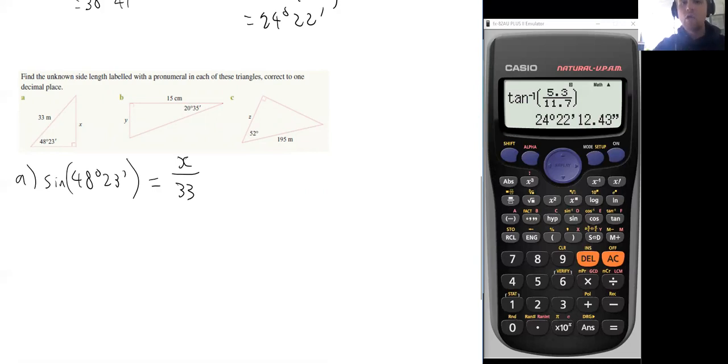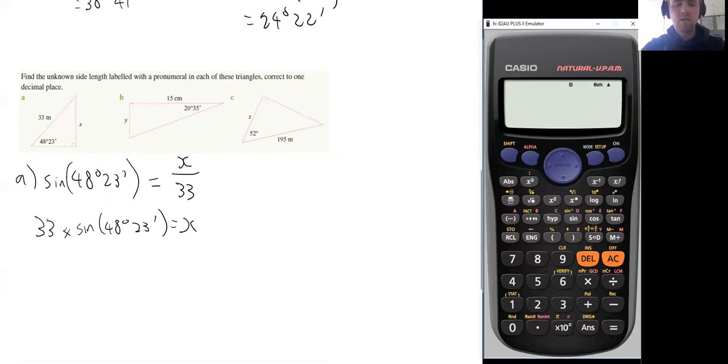So we have our equation, and now we need to rearrange this to find our unknown. We don't need to find the angle, we already have that. We're going to get x on its own. So to get x on its own, we need to times both sides by 33, and that will give us x. So it's going to be 33 times sine 48 degrees 23 minutes equals our unknown, which is x.